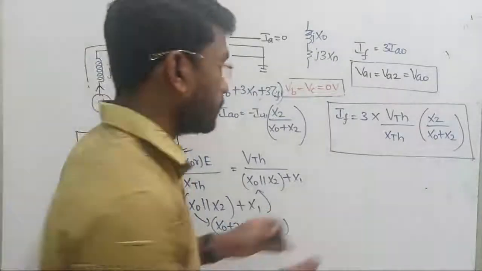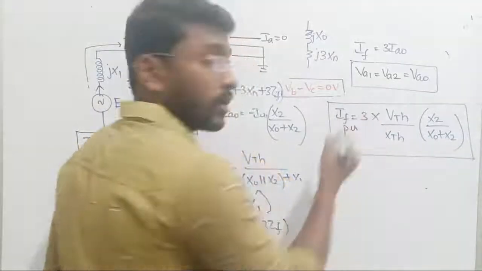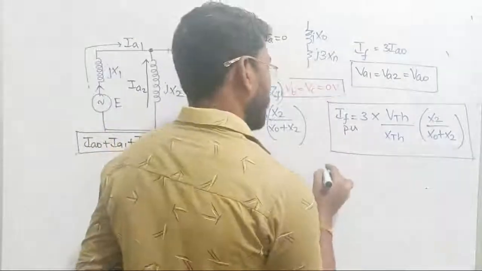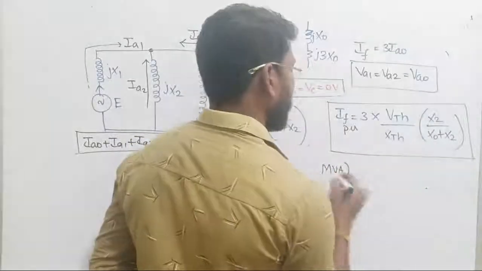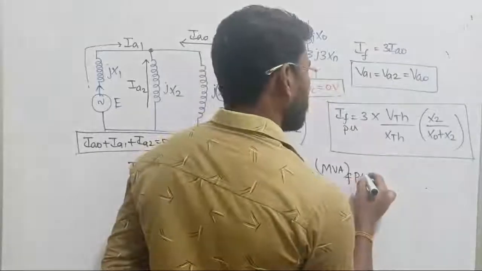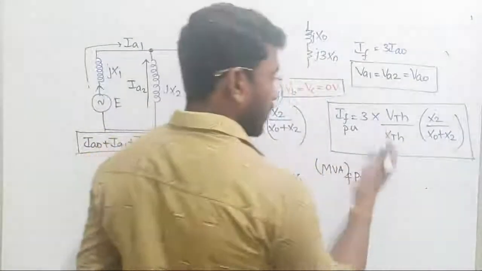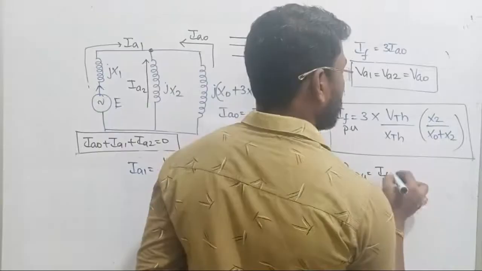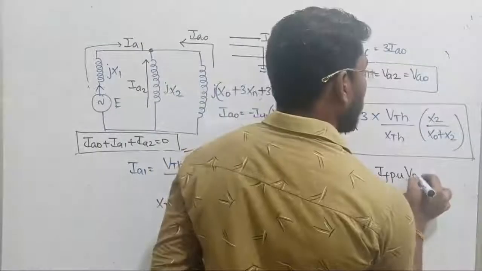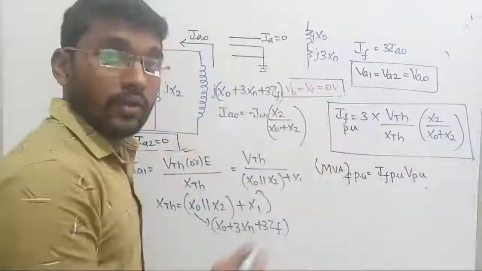Suppose if you will be tested, fault current in per unit is over. Once again, the target is MVA, right? Fault MVA, because they keep asking this in the exam, so I am repeating. If they ask fault current in MVA, fault level in MVA, consider per unit fault current into per unit voltage. First thing is over. If it is over, proceed further.